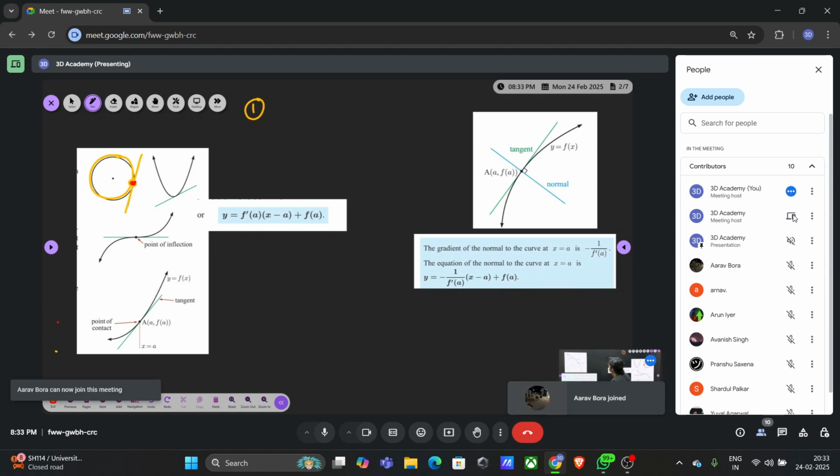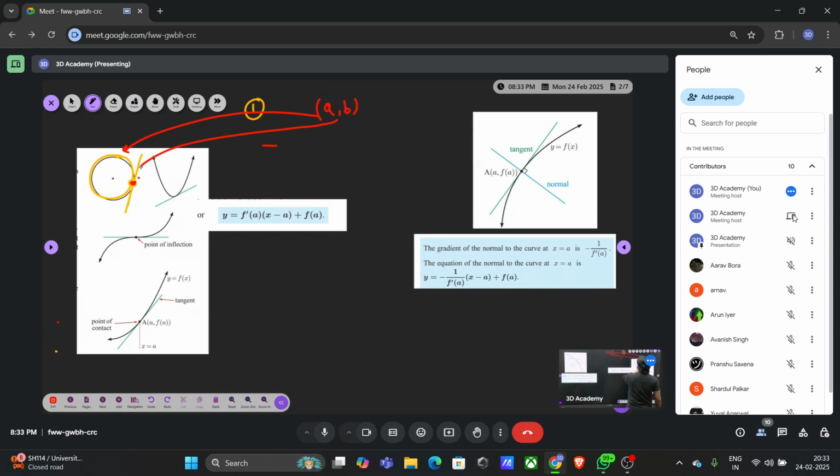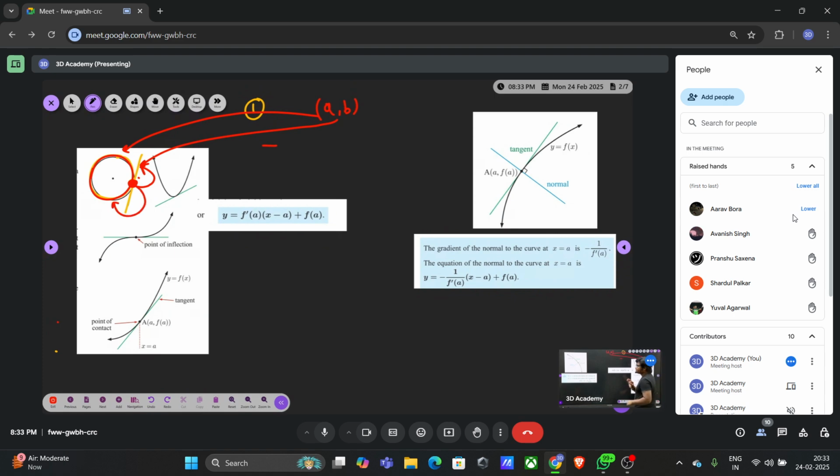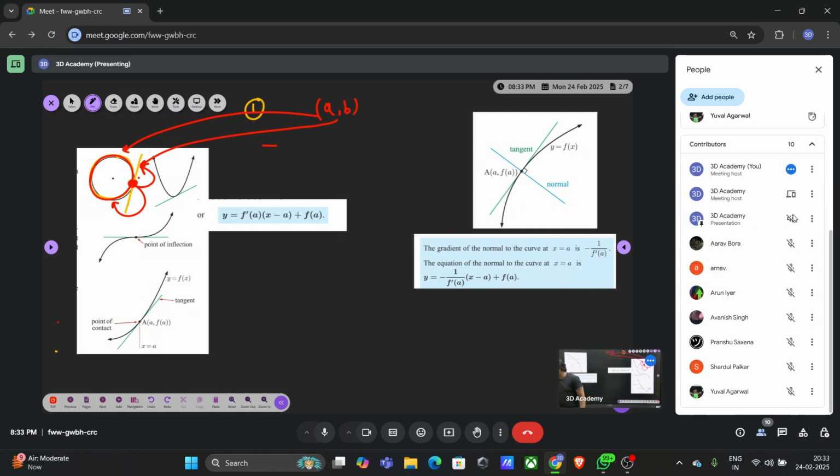And whenever there is a common point, let's say that point is (a, b), that point will satisfy the equation of the curve as well as the equation of the tangent. Yes or no? How many of you are understanding this point? Please raise your hands. The point is very simple. If you have a tangent to the curve, the common point they are sharing will satisfy the equation of the tangent as well as the equation of the curve. Those who understood this point, please raise your hands.